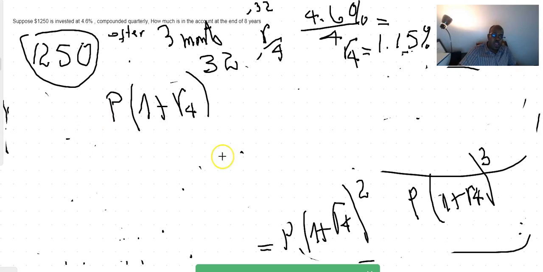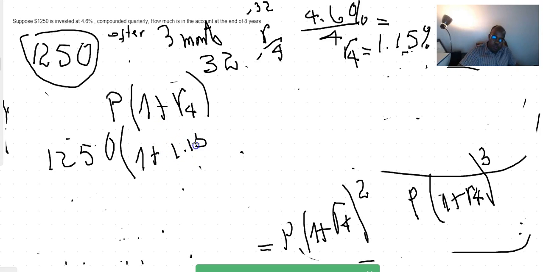So if I have to replace, remember what that means. It's going to be my initial 1,250 times 1 plus what it is going to be, 4.68 divided by 4, which is going to give me this one, 1.15%, to the power of 32.